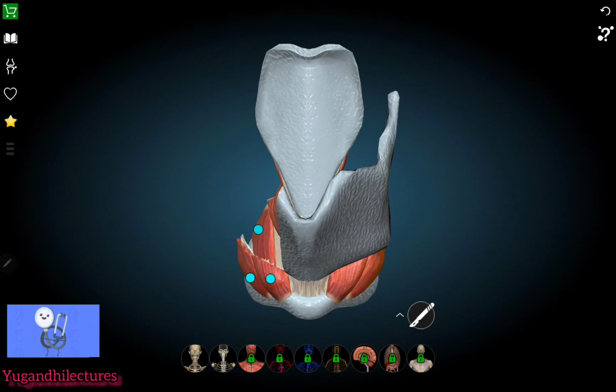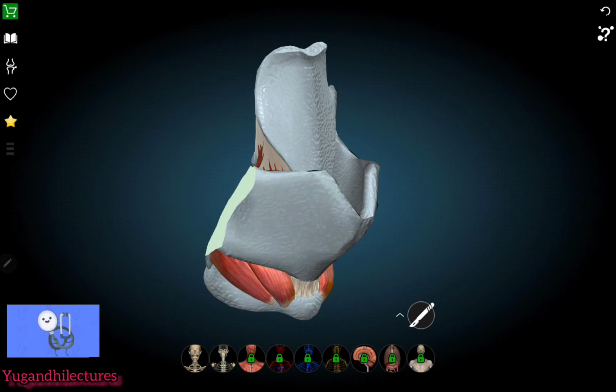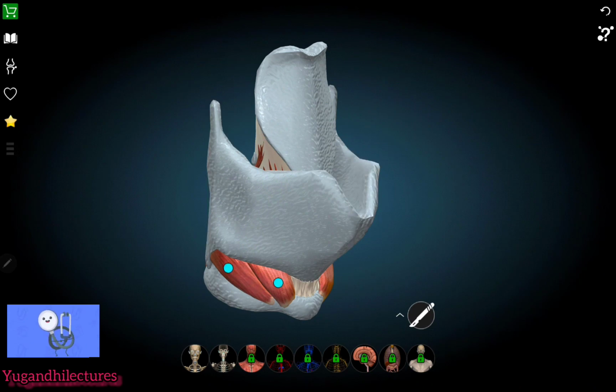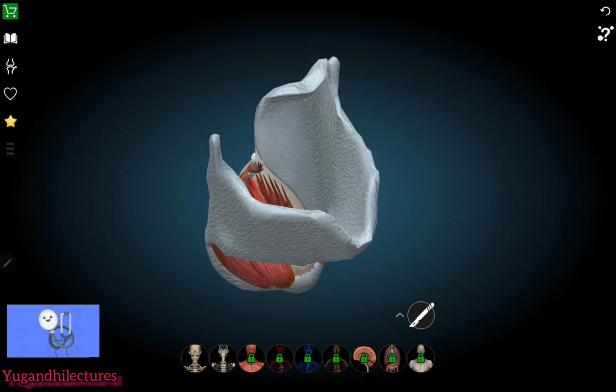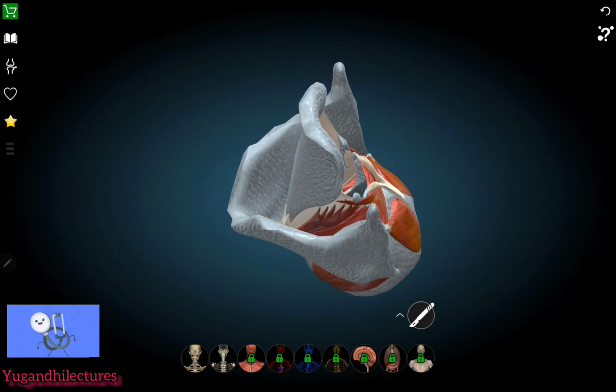So these are all the structures that are located on the inner aspect of the thyroid cartilage. Not only located, they are also attached to the inner aspect of the thyroid cartilage. So I'm going to cover this fully. You can see how the muscles are attached and how they lie inside the thyroid cartilage.